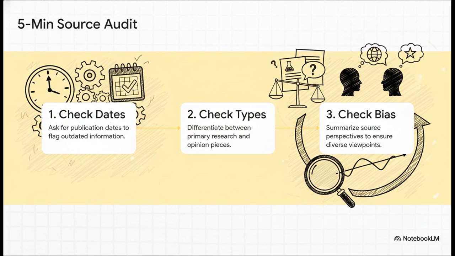So before you even think about asking your main research question, just take 5 minutes and run this quick audit. Ask NotebookLM to check the dates. Is your information current? Ask it to check the types. Are you relying on opinion or on hard data? And crucially, ask it to summarize the perspective of each key source. This just makes sure your foundation is solid, not skewed.